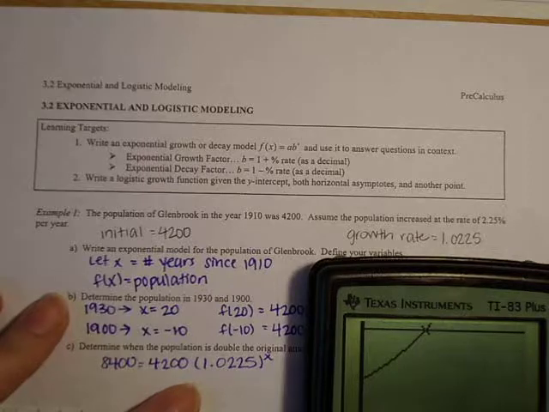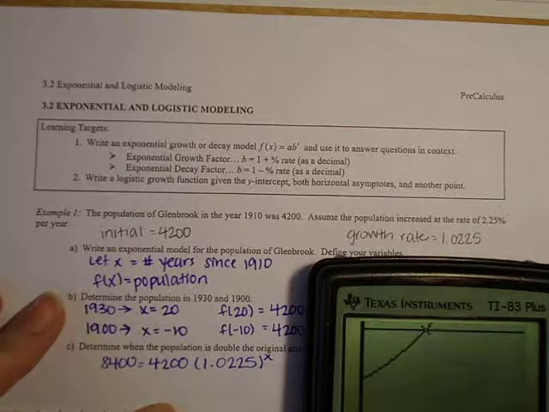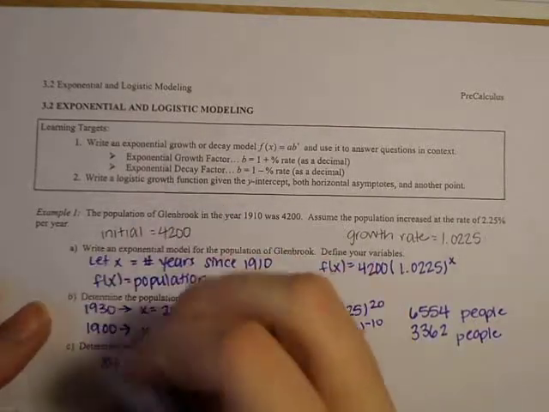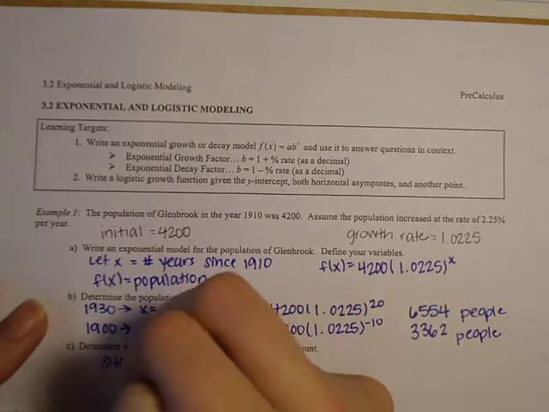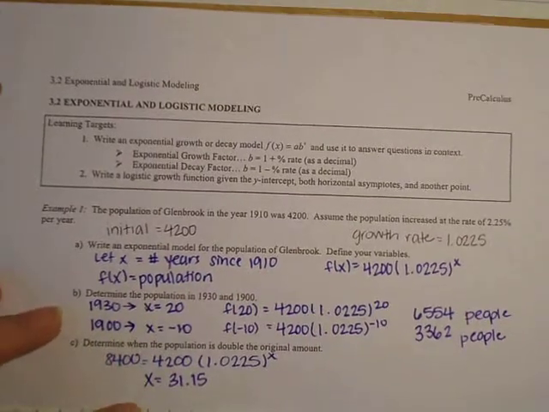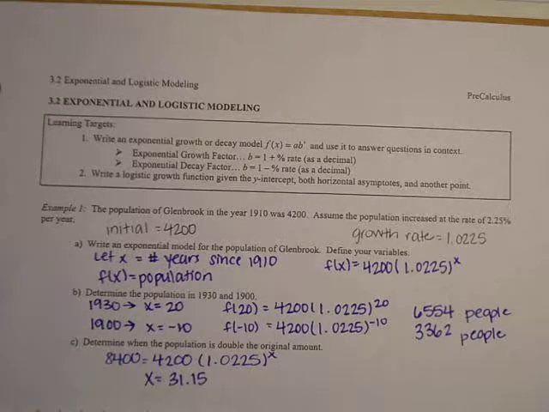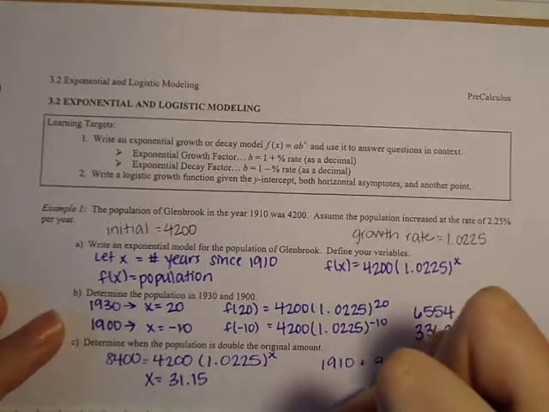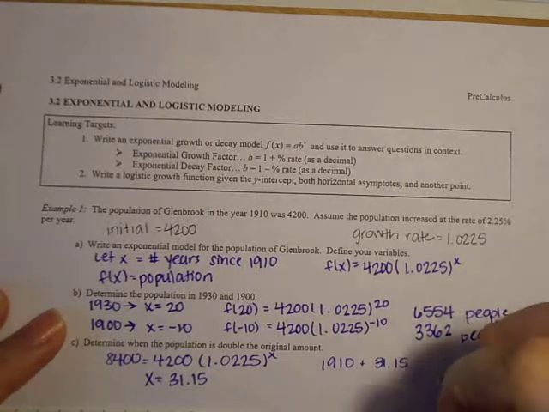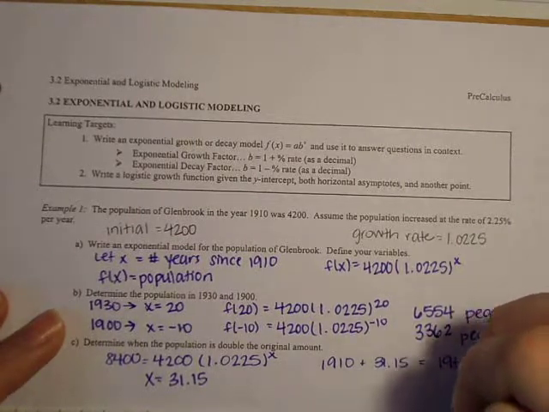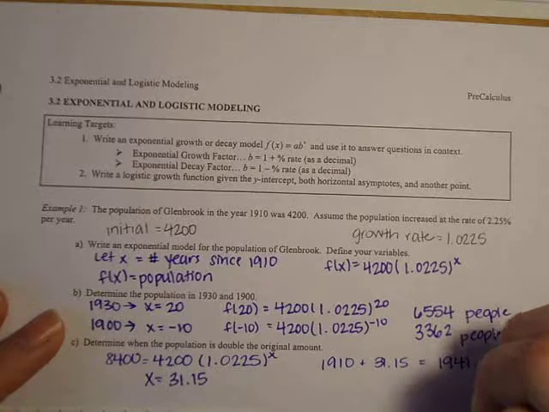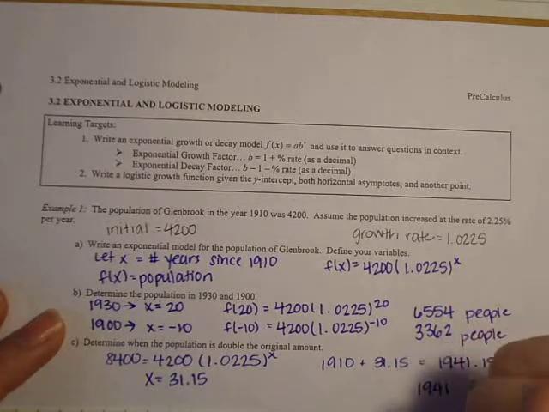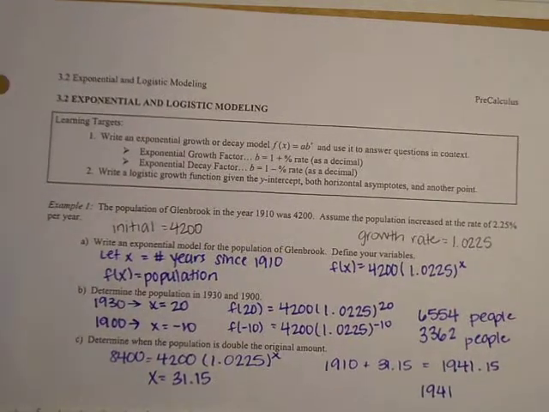So our intersection here is at a value of 31.15. So here x equals 31.15 years. This means that the population will be doubled 31.15 years after 1910. So 1910 plus 31.15 years equals 1941.15. So in the year 1941, the population will be double its original amount.